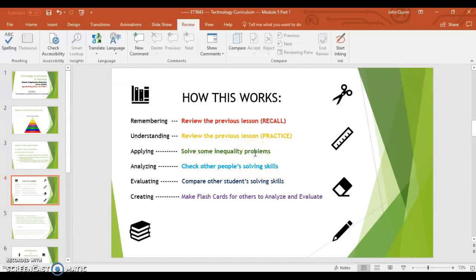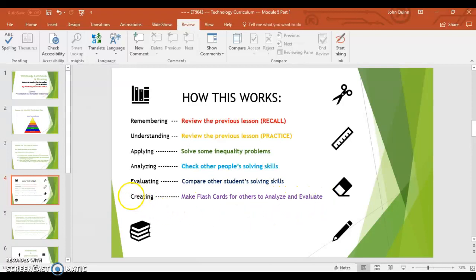This is the unit plan that I made up for my assignment throughout the modules in this course. When you solve some inequalities, you're applying the knowledge that you've just learned or reviewed. You're going to check other people's solving skills by analyzing. And by evaluating, you're going to compare other students' solving skills throughout the lesson, in the math lab in particular. That's what I designated this as. And you will create by making flashcards for others to analyze and evaluate.